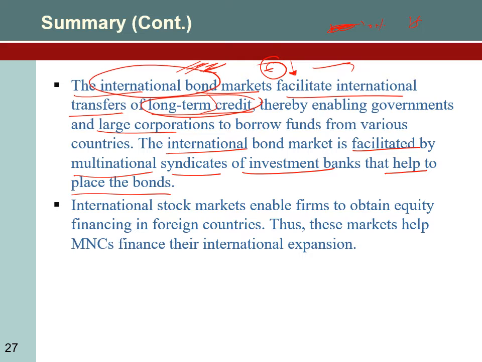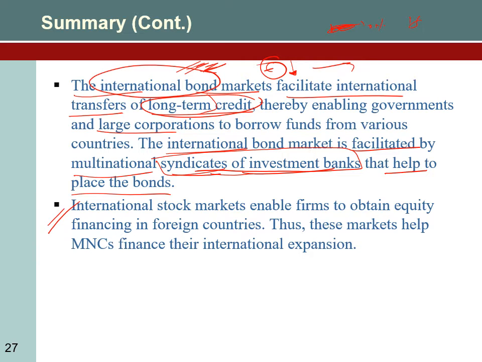So one example is that if a government wants to build a dam, a dam costs like $500 billion. It's a huge amount. To satisfy that loan, there are syndicates, or many banks that join hands together to satisfy that loan. So this also facilitates the international bond market.